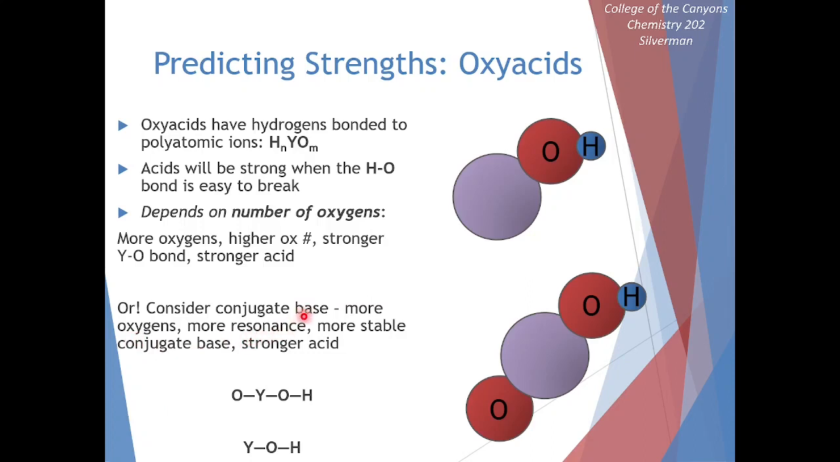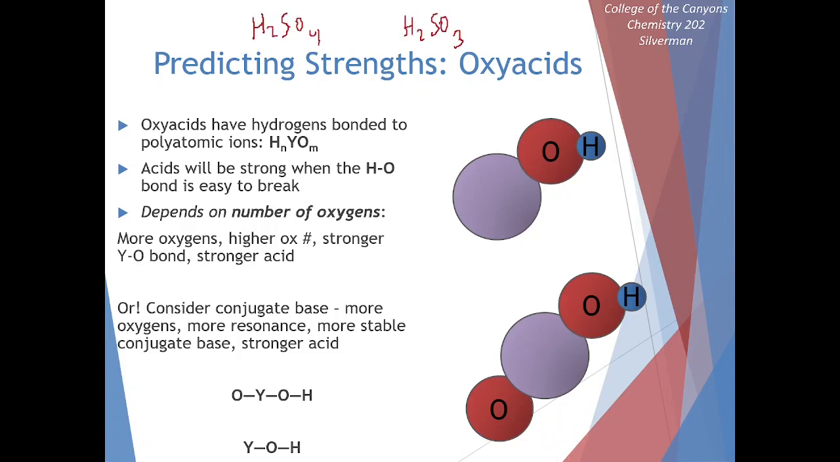Alternatively, we can consider our conjugate bases. The more stable our conjugate base, the more acidic our acid can be. Well, the more oxygens that we have, the more resonance that our conjugate base can exhibit. And more resonance stabilizes our conjugate base. So another way of thinking about this, when we have more oxygens, we have more resonance in that conjugate base, stabilizing that conjugate base, making our acid a little bit stronger.